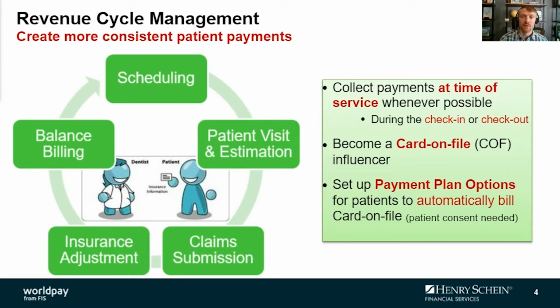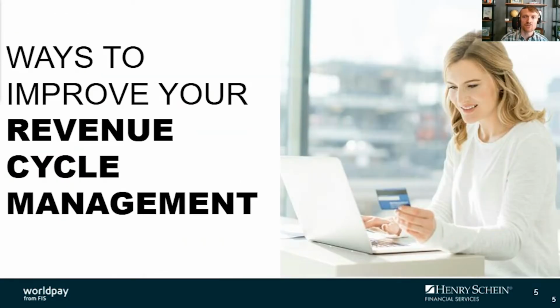And then the last touch point: if you have customers that have a larger bill owed, or they have braces, or they owe on a crown, something like a large ticket item, setting up payment plans that automatically bill the client for that card on file are great practices to once again help lower your AR for your practice. And of course, either getting the card on file or setting up those plans, patient consent is needed. So let's just touch on a few ways then to improve your revenue cycle management.